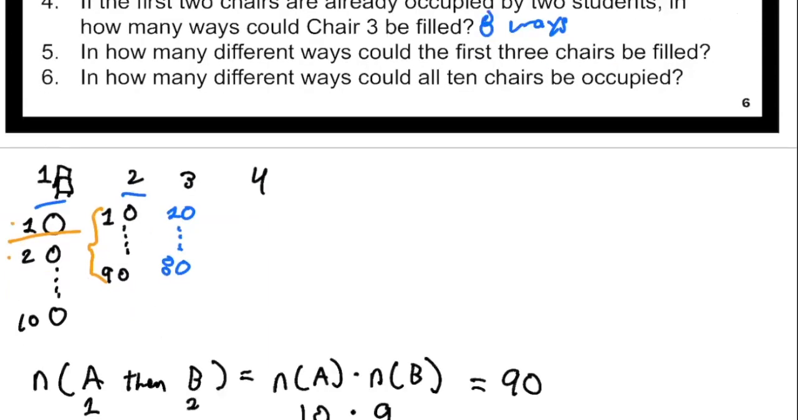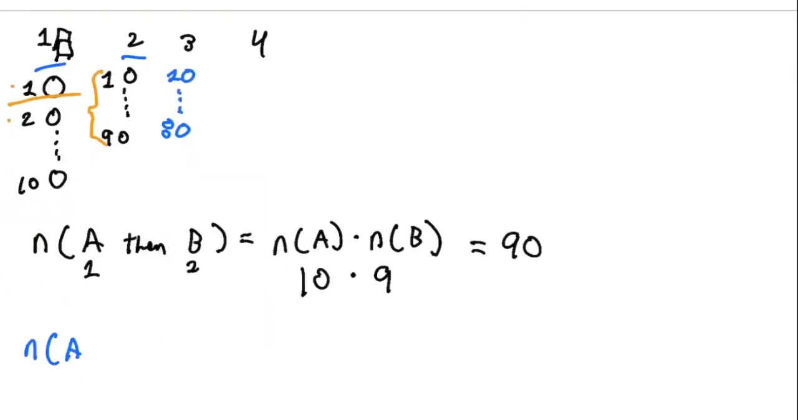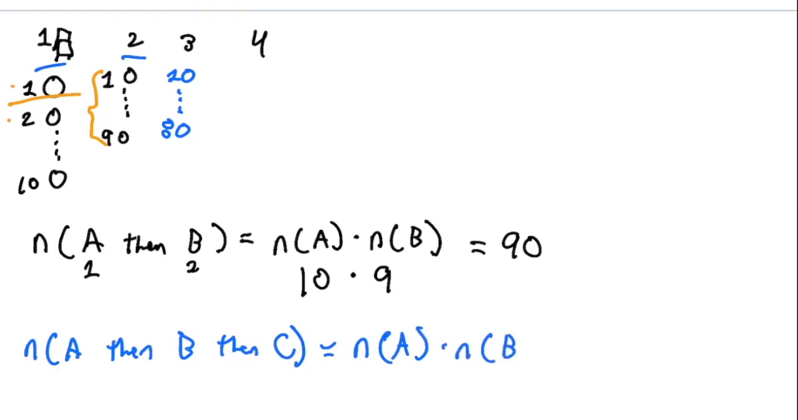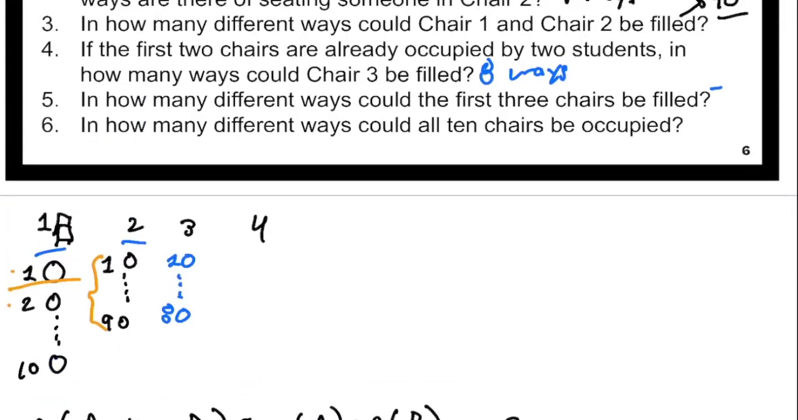Number 5 is asking in how many different ways could the first 3 chairs be filled. Here we can extend our counting principle: the number of ways of A, then B, then C is equal to the number of ways for A times the number of ways for B times the number of ways for C. So 10 times 9 times, and then we saw 8. So 90 times 8 is 720. So for number 5, we have 720 ways. So as you can see, the number of ways increases dramatically as we increase the number of chairs. We started with 10, then 90, then 720.